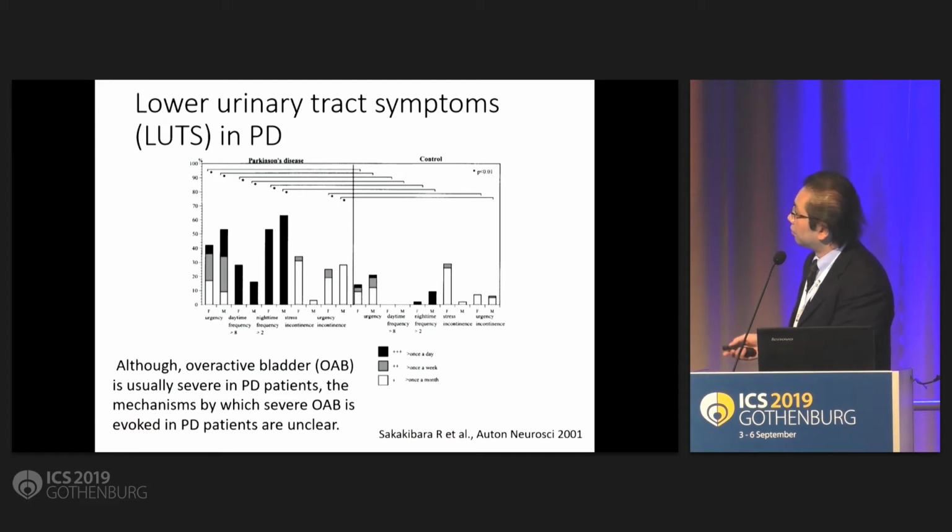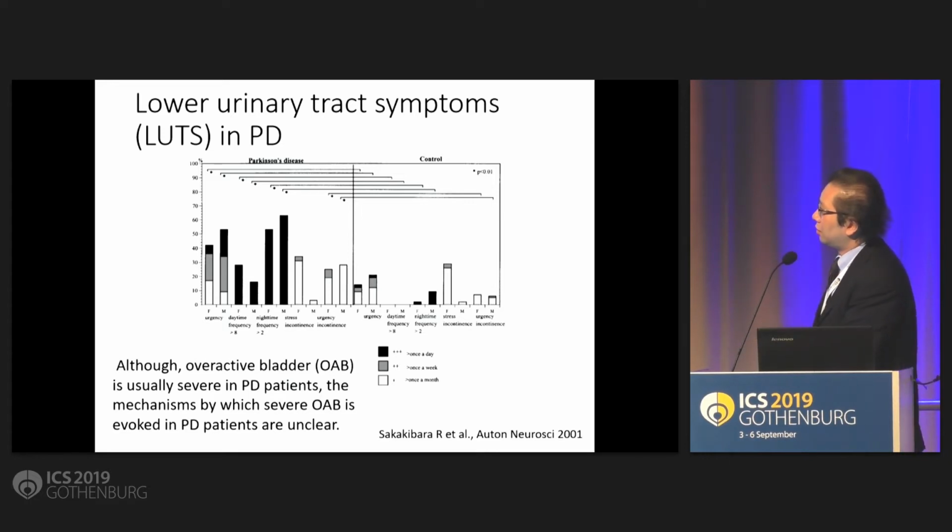So, Dr. Sakakibara previously examined lower urinary tract symptoms in PD. Compared to age-matched control patients, PD patients show overactive bladder, such as urinary urgency or urgent urinary incontinence, but the mechanisms by which severe OAB is evoked in PD patients are unclear.